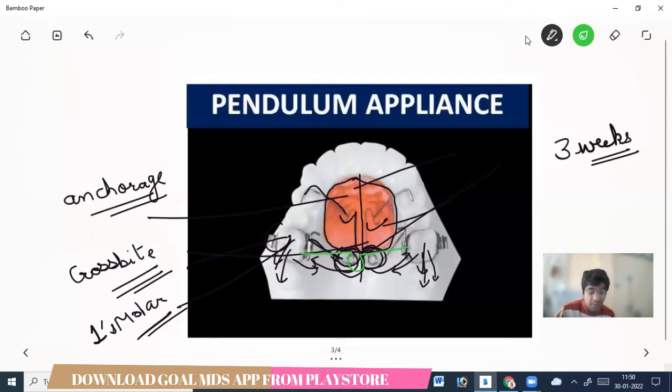So let us now discuss some important values that can be asked in your NEET exam. First thing that you have to remember is the pre-activation of the appliance. It mandates bending of the TMA spring 90 degrees or parallel to the midline of the palate. Second, the initial activation will generate a force of 250 grams of force per side.